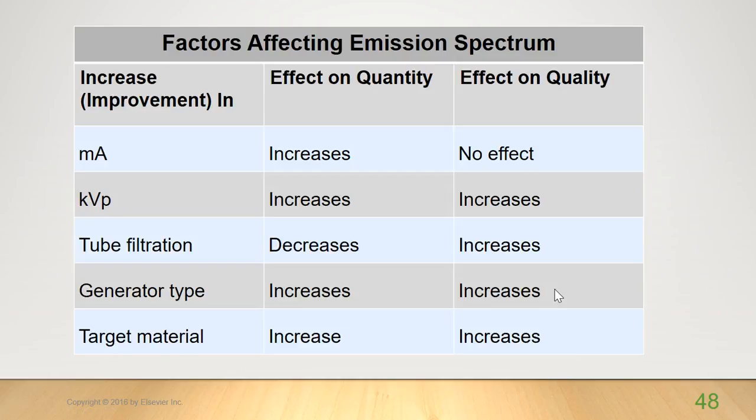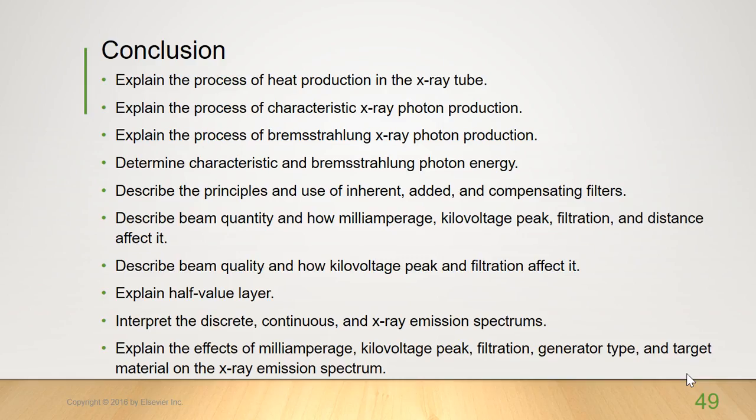This particular table is probably more important than any of the other things that we've talked about when it comes to the emission spectrum. So if you're looking at that graph where you have the y-axis and the x-axis, if you increase MA, it increases quantity, does not affect quality. If you increase kVp, it increases both. Increase filtration, decreases quantity, increases quality. Increase generator, it increases both, and if you increase your target material, it increases both. So remember this slide and remember the things that go with it.